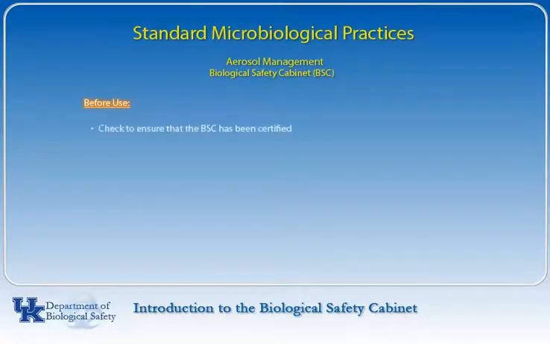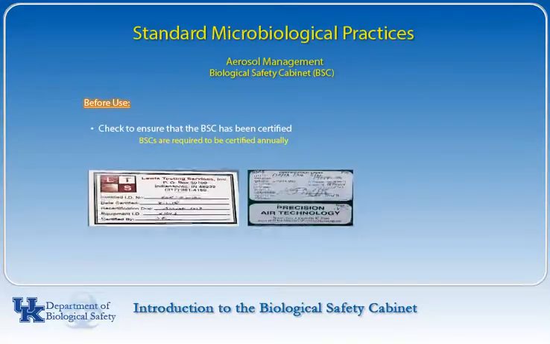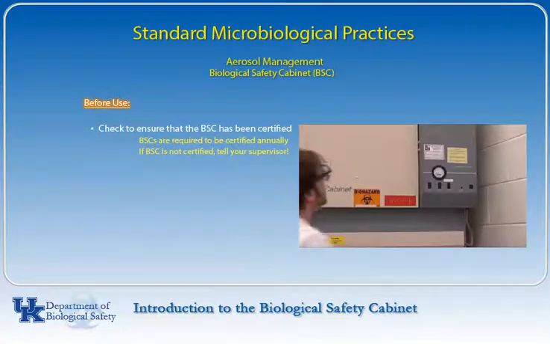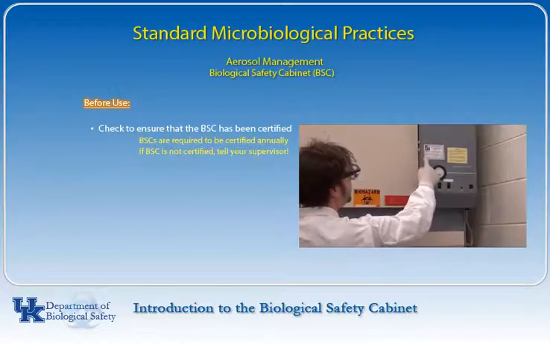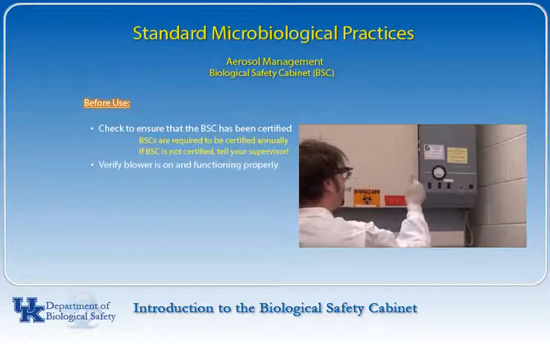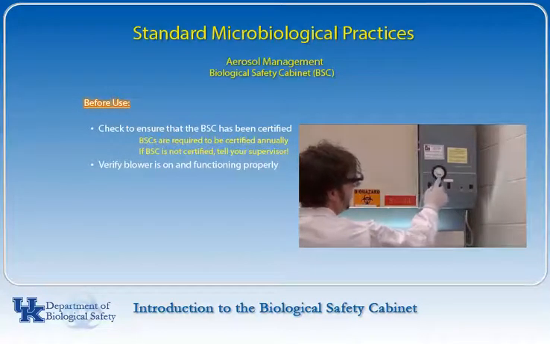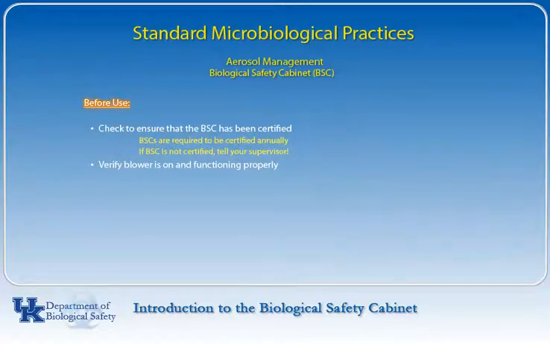Before use, check to ensure that the BSC has been certified within the past year. All BSCs at the University of Kentucky are required to be certified at least annually by an NSF certified technician. Look for a sticker on the BSC with this information. If the unit you are using has not been certified, please notify your laboratory manager immediately. Verify that the cabinet blower is on and functioning properly based on observance of magnehelic gauges and/or digital readouts. Purge the BSC by turning the blower on for at least 15 minutes before work begins.